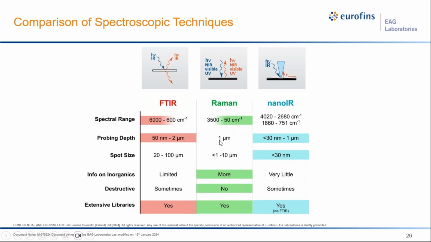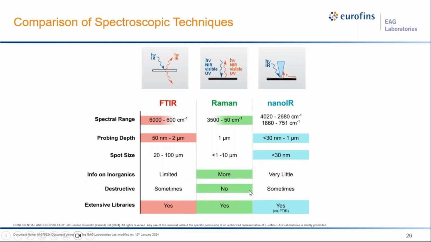With Raman, it's just 1 micron. That's really the depth. And with nano-IR, we can get down as little as 30 nanometers. So really amazing. We can vary the spot size with FTIR from 20 to 100 microns, with Raman from 1 to 10 microns. And again, with nano-IR, we have a lot of options down to 30 nanometers.